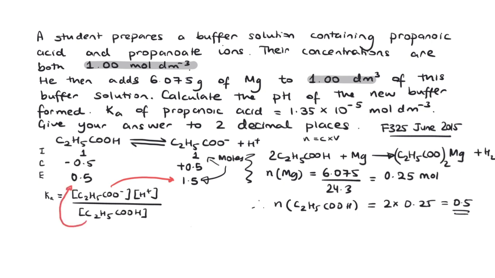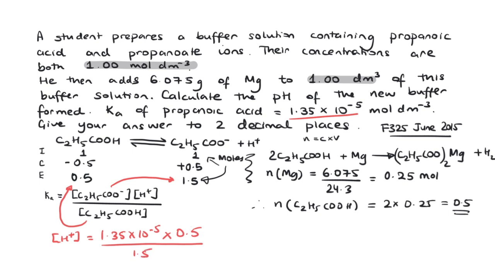So we've got everything now. We have been given the value of Ka. So we can work out the hydrogen ion concentration by rearranging this equation. Let's put that down as H+ ion is equal to Ka, which is 1.35 times 10 to the minus 5, times the concentration of the acid, which is 0.5, over the concentration of the ions, which is 1.5.